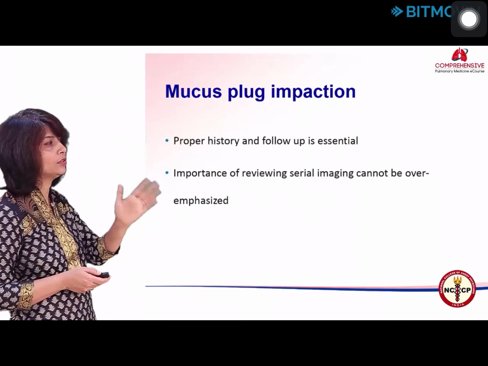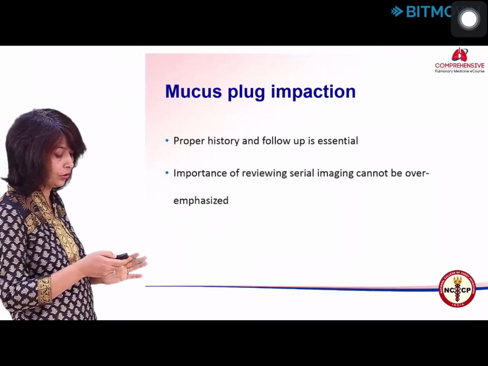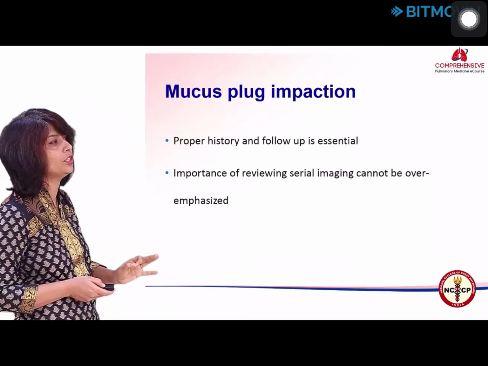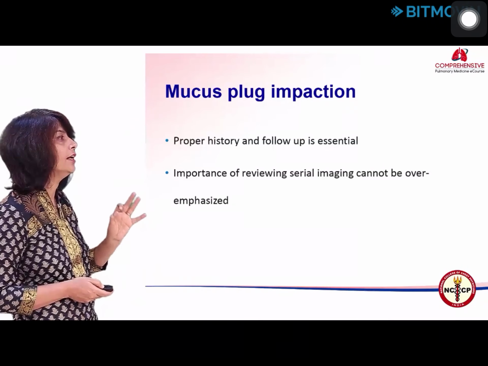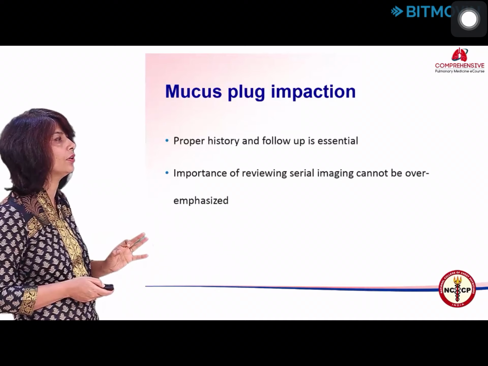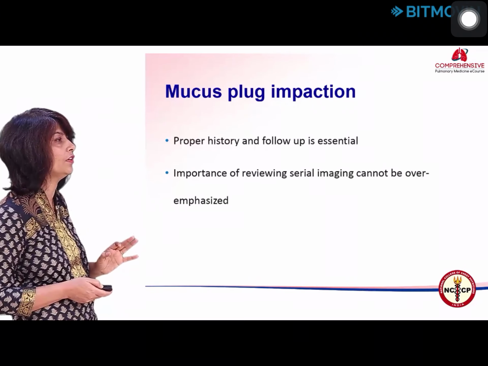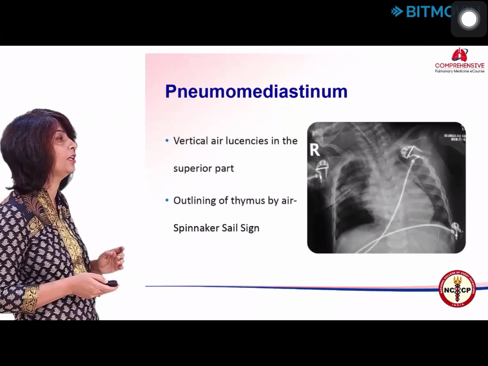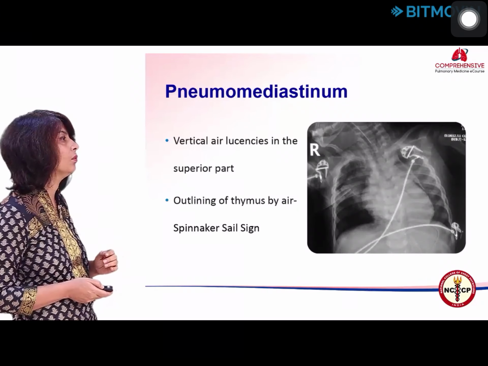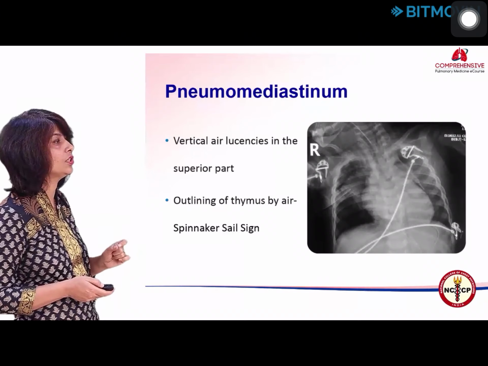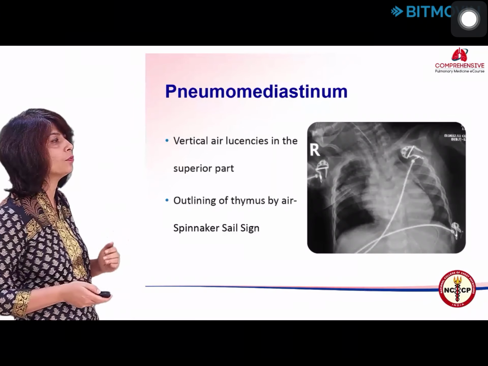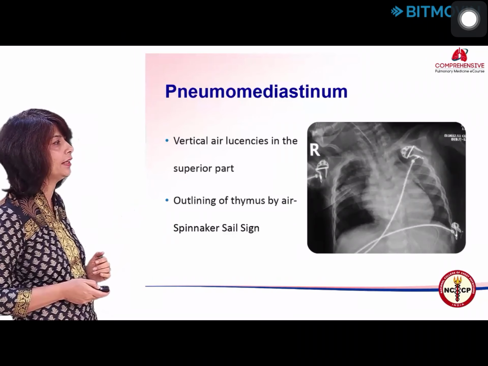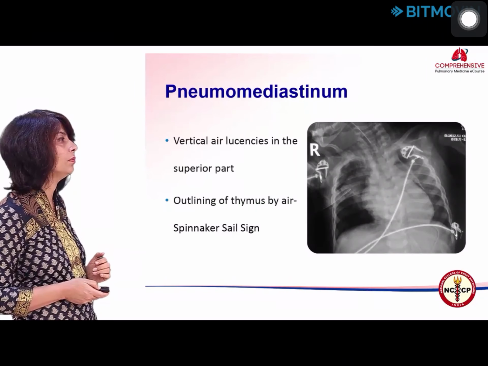So I just want to say that the strength of chest radiograph lies in serial imaging, and the importance of serial imaging cannot be overemphasized. Never try to interpret a single radiograph if you have older radiographs available. Sometimes you have a spotter. I didn't do too many ICU cases today, but what is this? Vertical air lucencies adjoining the left border of the mediastinum, a very sharp spinnaker sail sign, say pneumomediastinum.